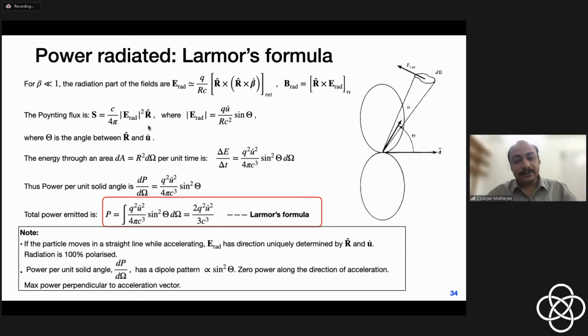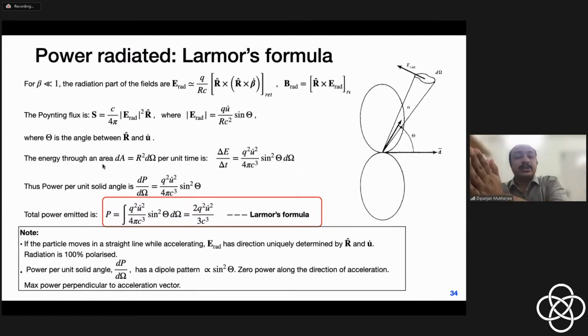As I said, the Poynting flux can be trivially calculated if you just find the square of the magnitude of the electric field, and you can show that the magnitude of the electric field is related to the acceleration quantity u dot and theta. Theta is: if your acceleration is taking place in this direction, what is your line of sight or line of observation, which is given by this r cap.